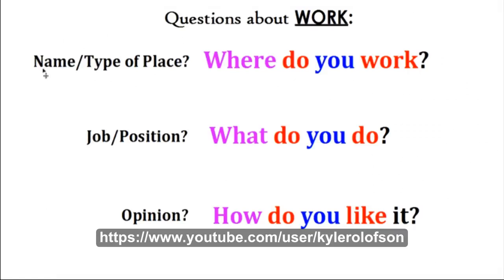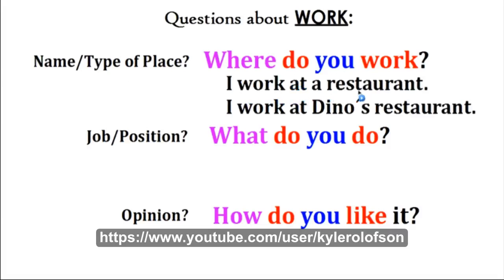For a question about the name or the type of place, we say, where do you work? An answer: I work at a restaurant, or I work at Dino's restaurant. Again, the name, for example Dino's restaurant, or the type of place, a restaurant. So general and also specific. For the specific job or the position, we say, what do you do? For example, I am a cook.